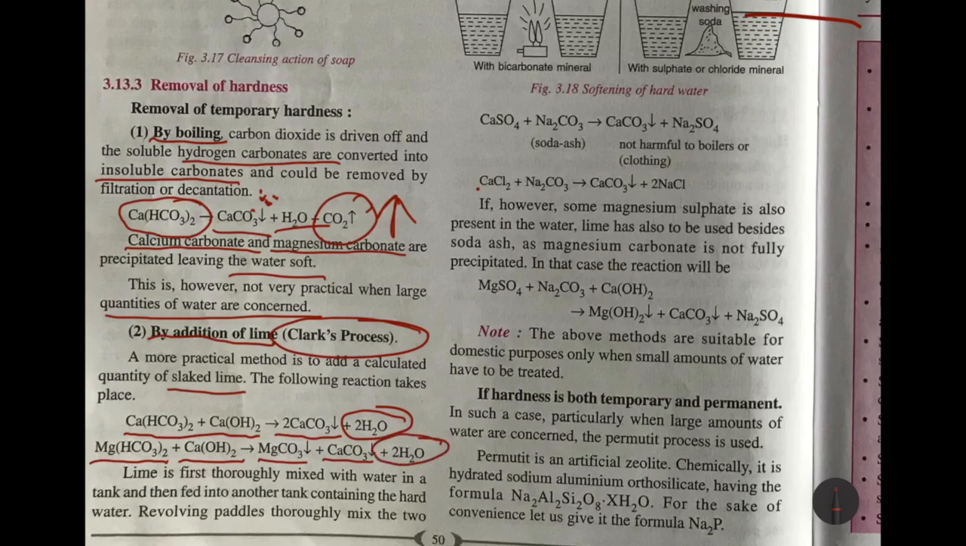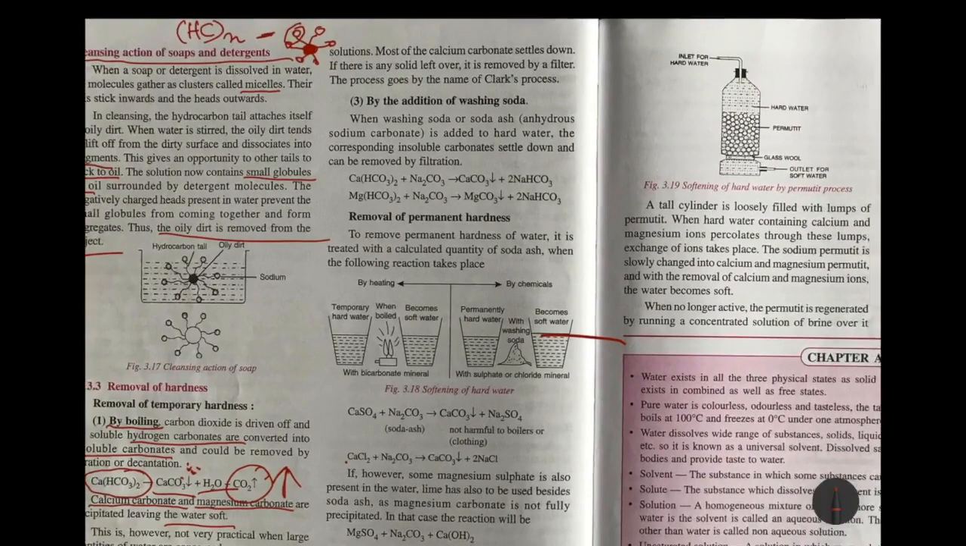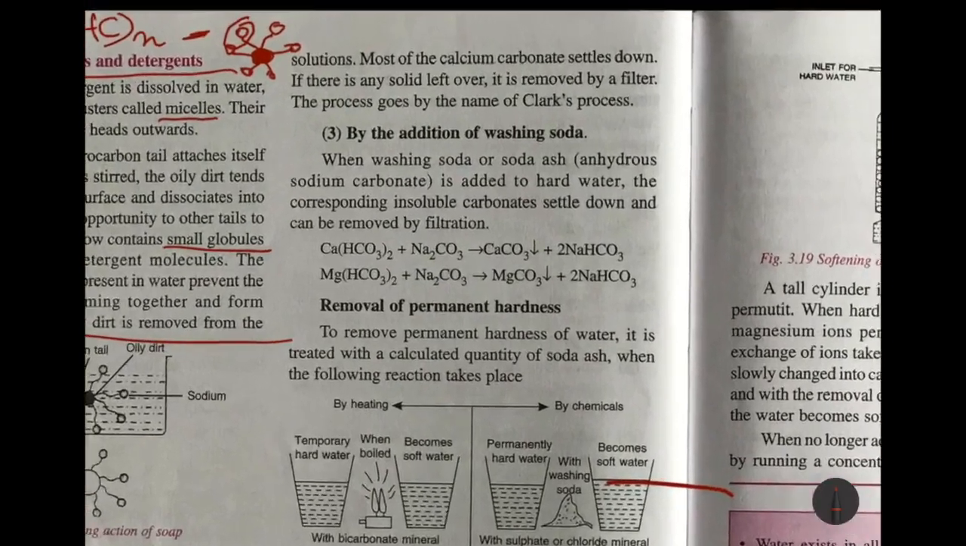Okay, so how is this done? Clark's process. Lime is first mixed thoroughly with water in a big tank, and then it is led to another tank containing hard water. And then there are revolving paddles. Okay, it is going round and round, paddles are there, which mix the two solutions.